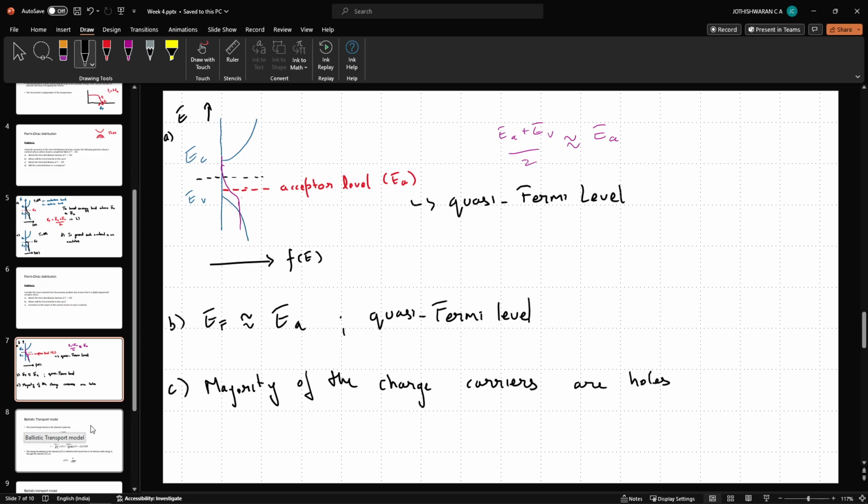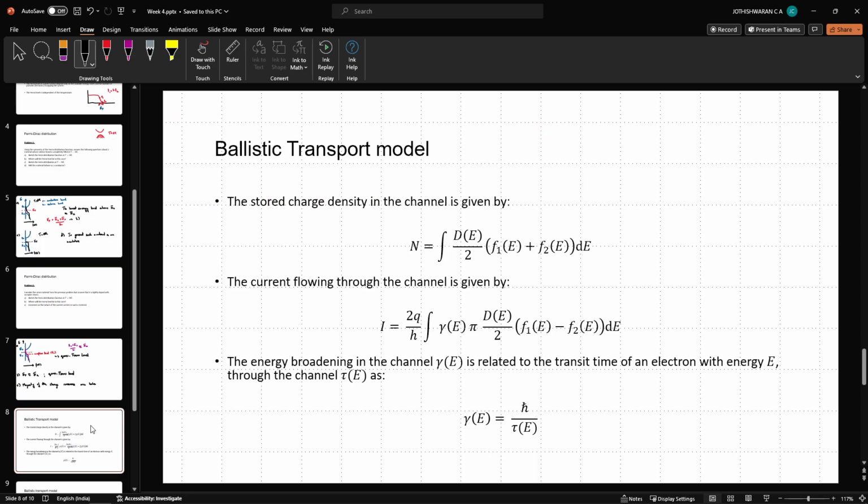Now, majority of today's session, we are going to be spending in the transport model, as was the case with the previous weeks. Week 4's lectures, most of the lectures were spent on the ballistic transport model. So again, no numericals were done during the lectures and no numerical questions are present in the assignment. So in a rather quick manner, I will walk through the derivations of these expressions and the considerations that go into them. So in a ballistic transport model, the stored charge density in the channel.